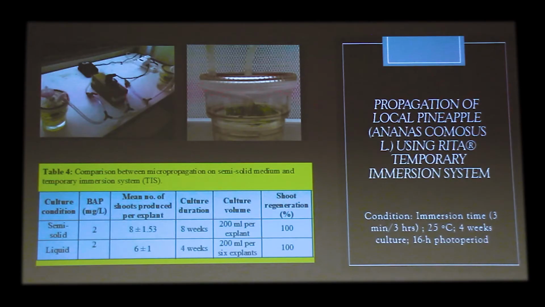This is a small scale where we move on to what I call the temporary immersion system. This system can only accommodate up to 200 ml. It's not that big, but it's gradually scaling up. It's a progress, showing very good progress. Then we can focus on a bigger bioreactor.